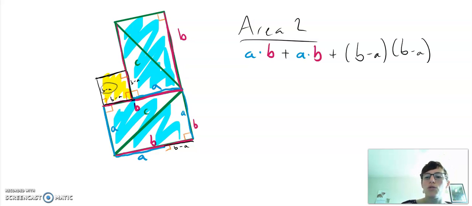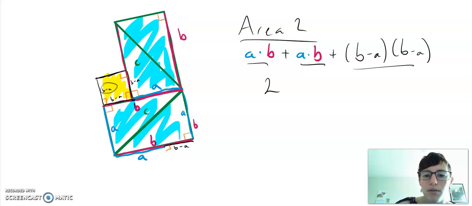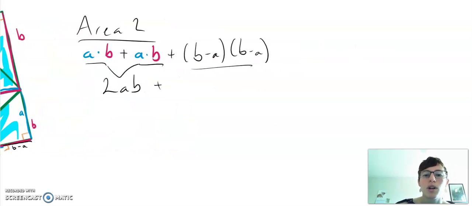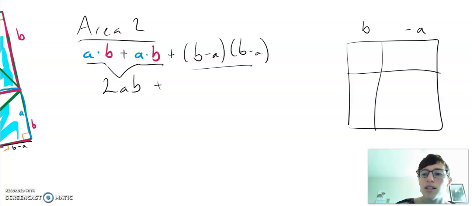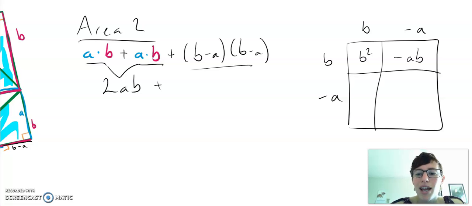We've seen a way to multiply these out before. So first I'm going to say ab plus ab, that's just 2ab. 2ab. This one, we're going to build our little box over here. Remember, we can do something like this. This is length b, this is minus a, this is b, this is minus a. Let's go ahead and find our area model. B times b is b squared. B times negative a is negative ab. B times negative a is negative ab. Negative a times negative a is positive a squared.